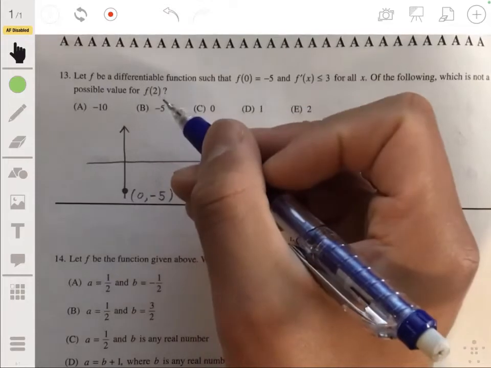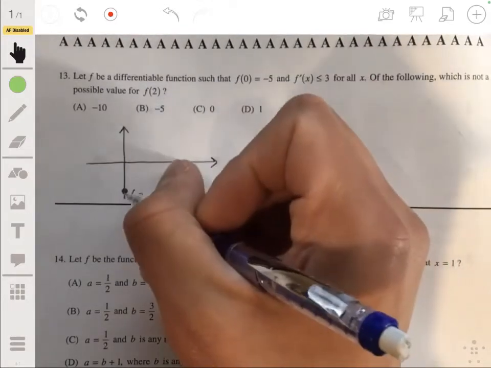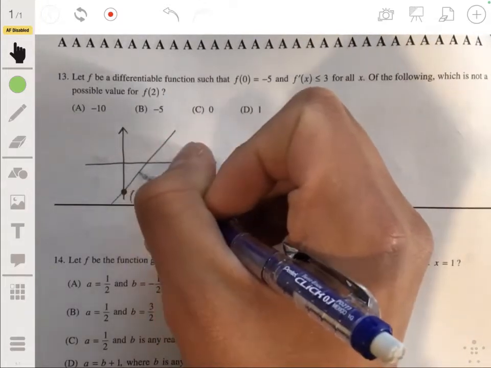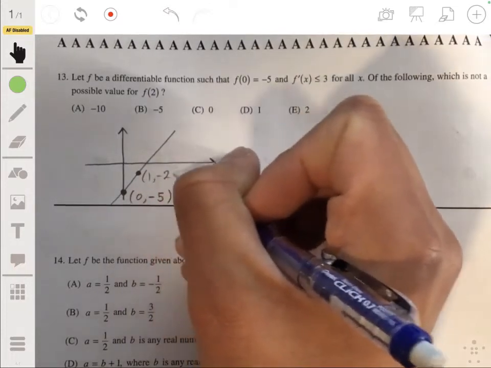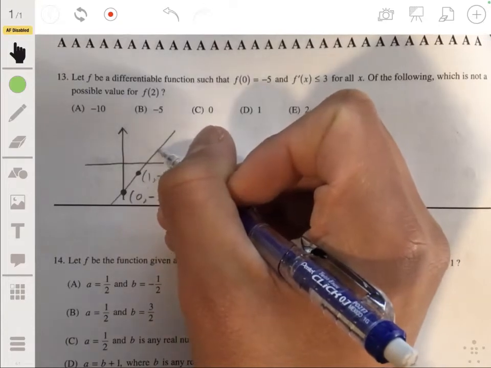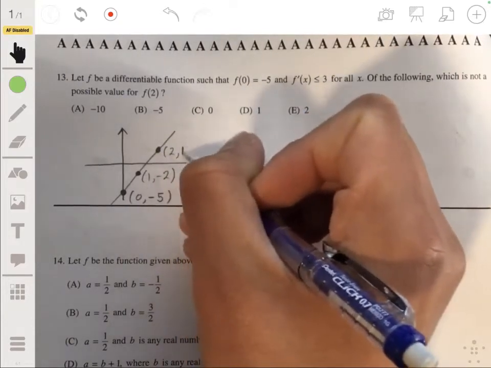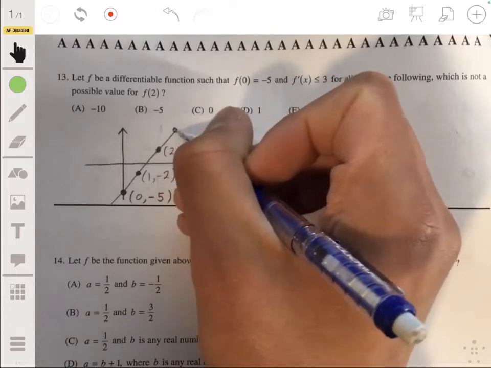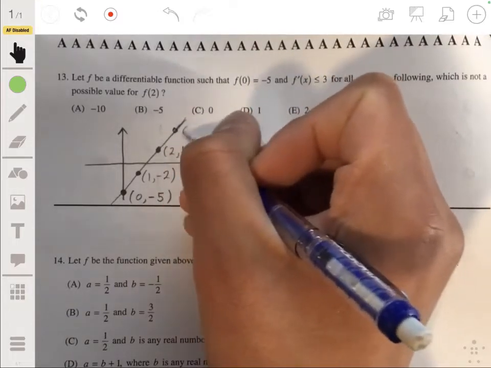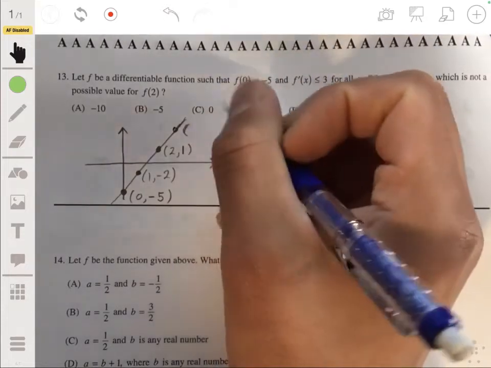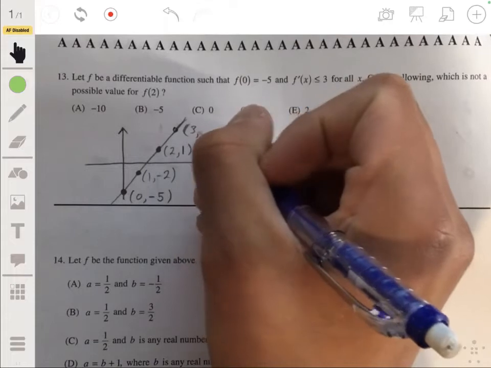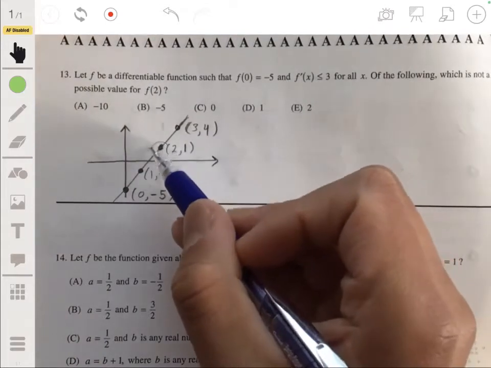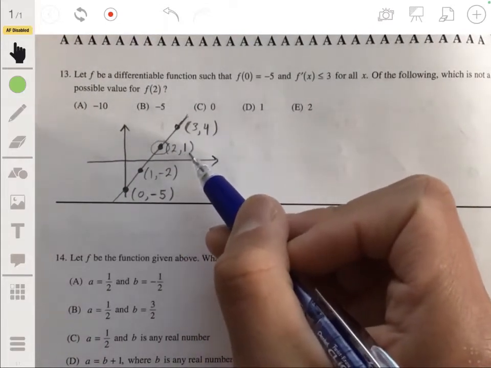And let's just see what that straight line would be when x is 2. So let's draw a line with a slope of 3. That means when you go up 3 to the right 1, you'll be at 1, negative 2. Up 3 to the right 1, you'll be at 2, 1. Let's just go one more, so you get the idea. Up 3, over 1, maybe it's 3, 4. Now, if the derivative was 3, you would be at the point 2 comma 1.